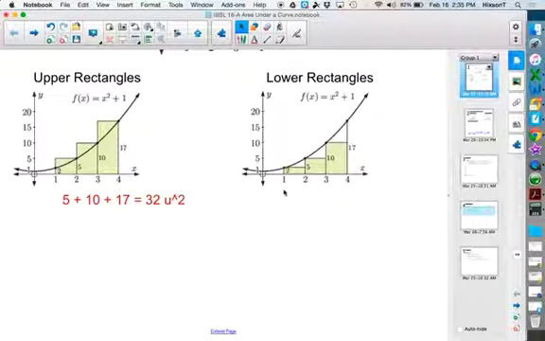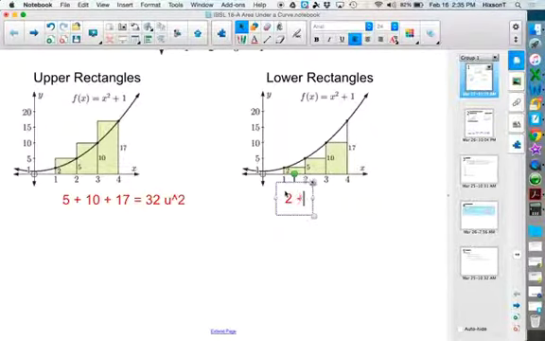Now in this case here, what would the area of that first rectangle be? 2. It's 1 by 2. And then the second rectangle would be 5. And the third one is 10. So the total area here is 17 square units. But that's too big? But that actually is too small.